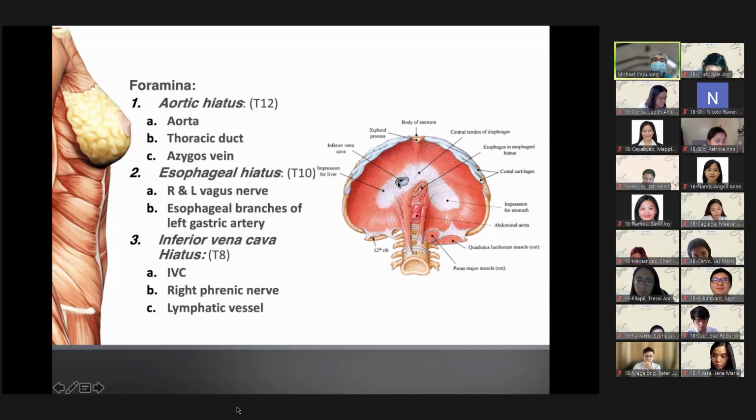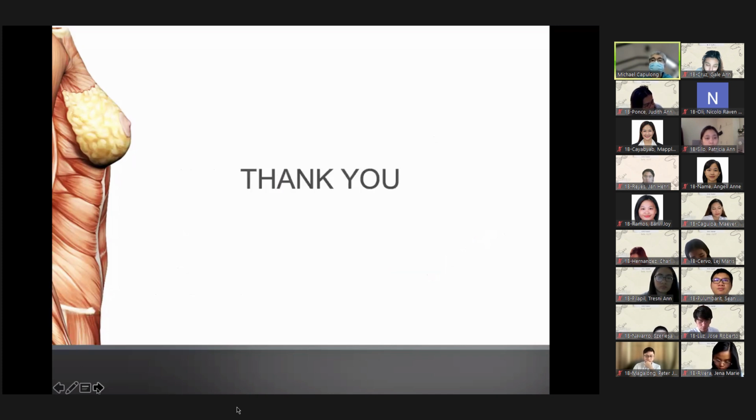and that of your inferior vena cava at the level of T8, where you will find your inferior vena cava, your right phrenic nerve, and your lymphatic vessels accompanying your inferior vena cava. I think that's the last one. Yep, last one.